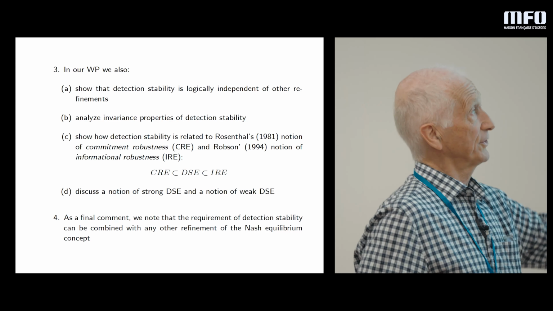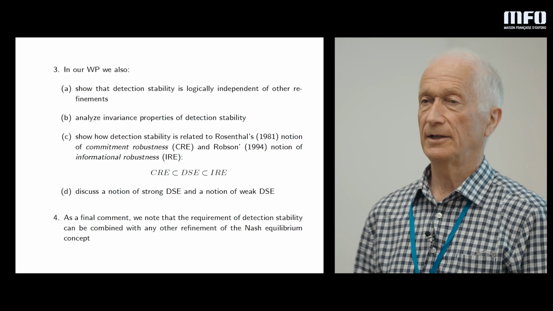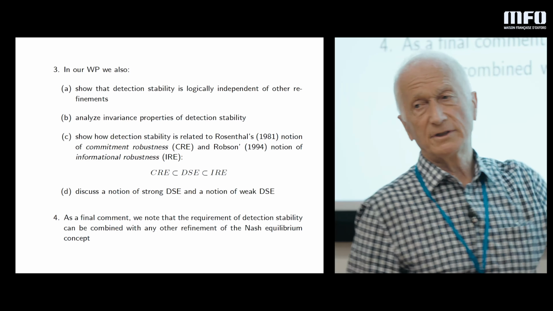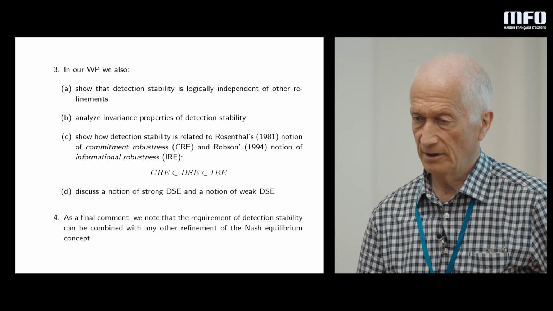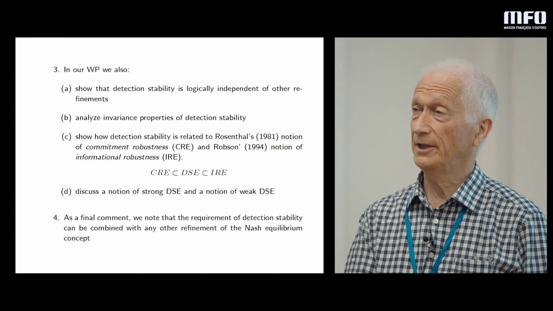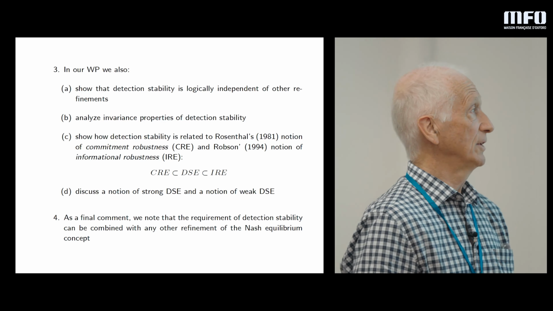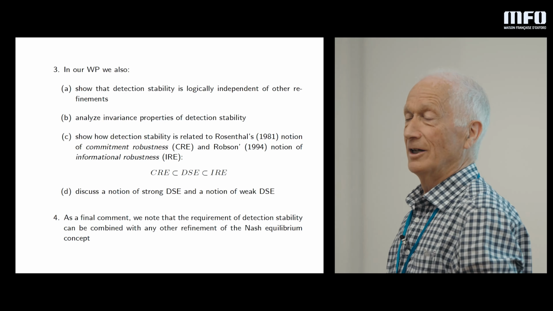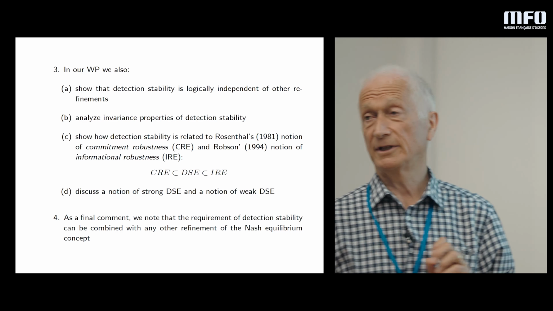Rosenthal's notion is stronger because you can commit yourself to a mixed strategy, and we cannot do that here. So that's a more stringent requirement. Robson's is a weaker requirement because he asks for a revelation of the realization of a strategy, and also he asks for approximate implementation. So you should be able to approach it by letting epsilons become smaller and smaller. That is weaker in that sense. Now we do have notions of strong and weak detection stability, and we are still working on one of them to see if we can come closer to Robson's idea than we are right now.